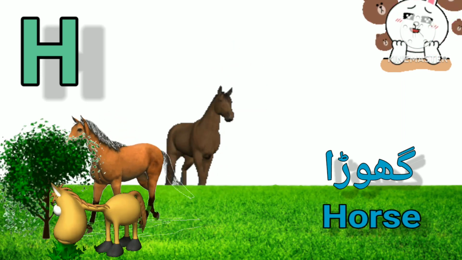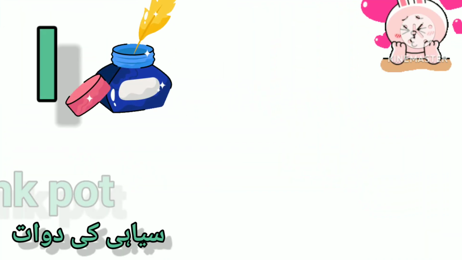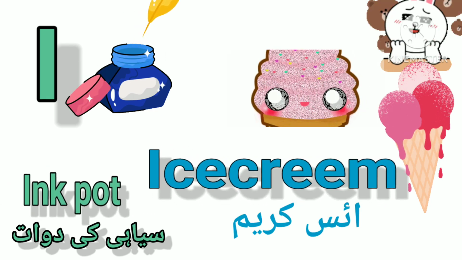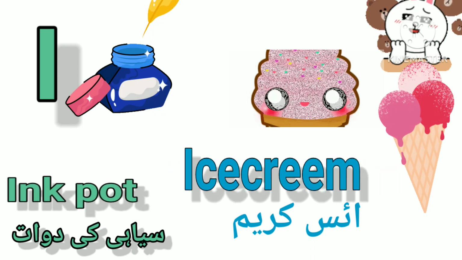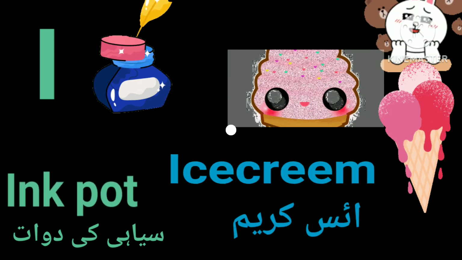Next English alphabet is I. I is for ink pot. I-N-K-P-O-T, ink pot, shahi ki dwat. Ice cream, your favorite ice cream.